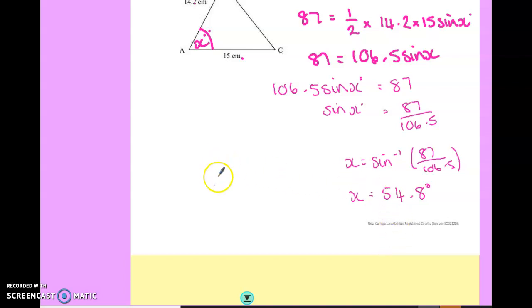Now, when you were solving a trig equation, I would always get you to look for your two answers. We only need our one answer here, and we're going to look for our acute angle unless told otherwise. Okay, so we don't need to bother with this part when we're finding this angle here.